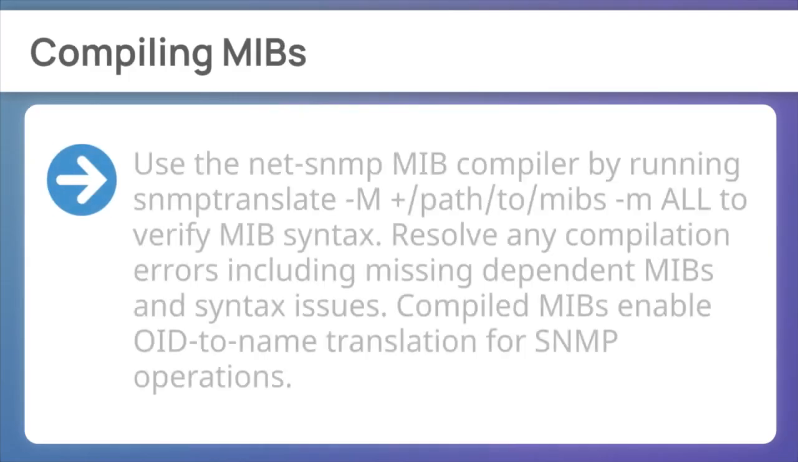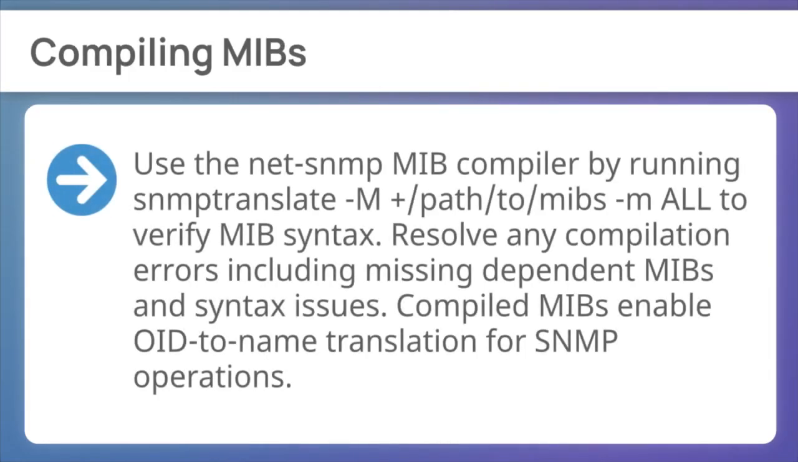Next, compiling MIBs. Use the Net-SNMP MIB compiler by running snmptranslate -m +ALL -M +path/to/MIBs to verify MIB syntax. Resolve any compilation errors, including missing dependent MIBs and syntax issues. Compiled MIBs enable OID to name translation for SNMP operations.